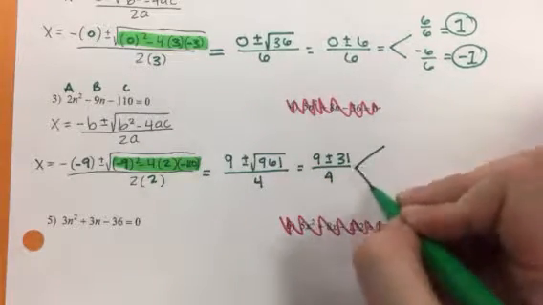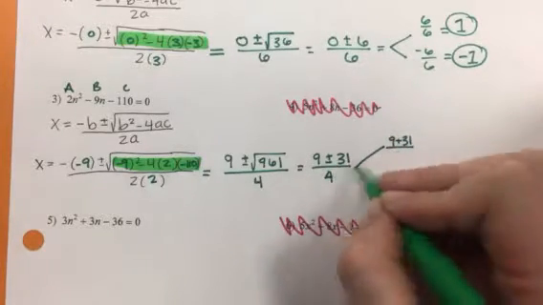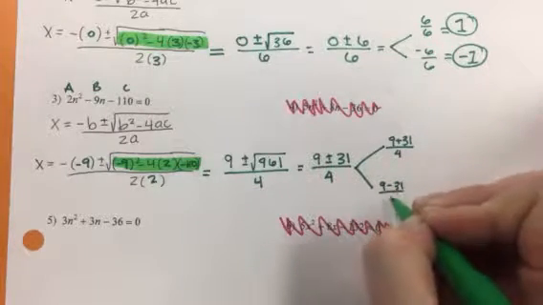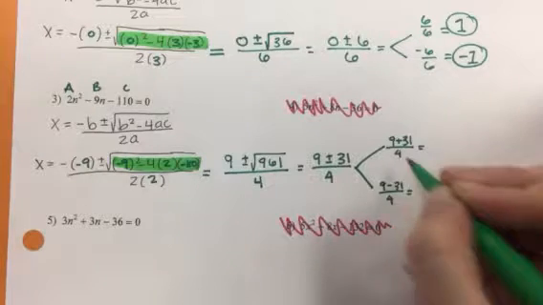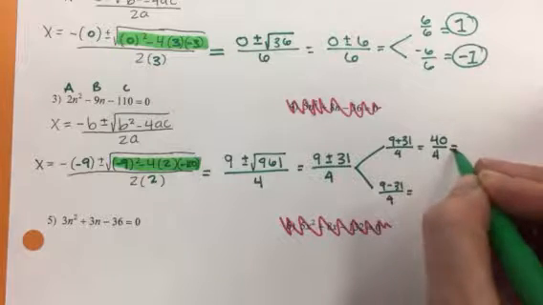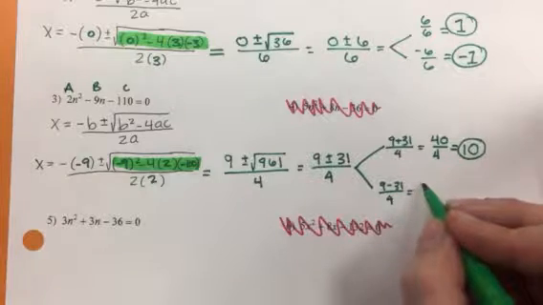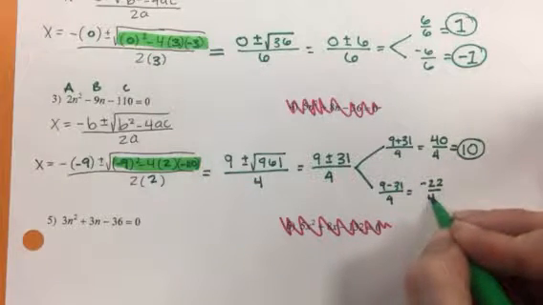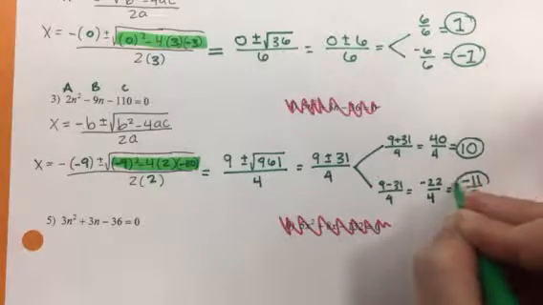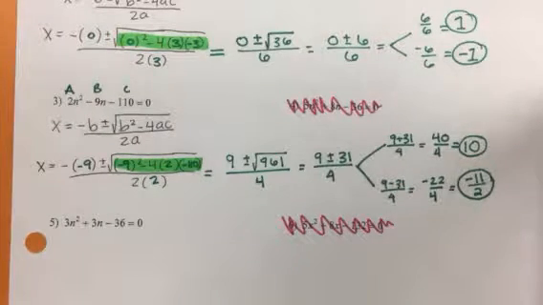Then we can separate it out. 9 plus 31 over 4, and 9 minus 31 over 4. 9 plus 31 is 40 over 4, which reduces to 10. 9 minus 31 is -22 over 4, which reduces to -11 over 2. And those are our two solutions using the quadratic formula.